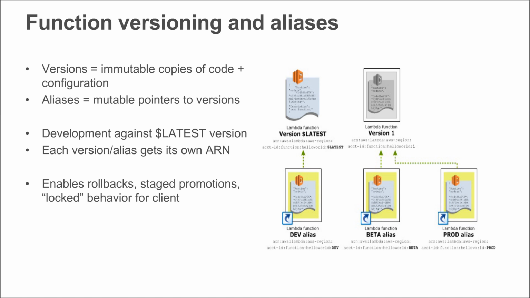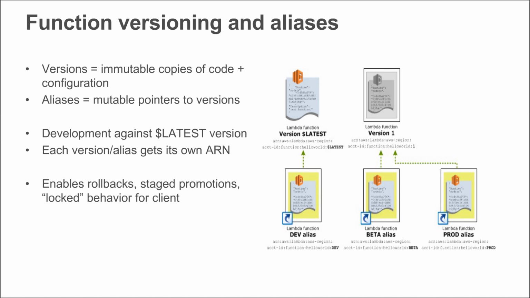So you can say in lambda.invoke my function :17, and that will invoke version number 17. Or you can create aliases and say invoke my function :prod. And behind the scenes, you can choose whether you want to point prod to 17 or 12 or $latest. And this makes it very easy to enable rollbacks or stage promotions where the behavior for the client is locked.